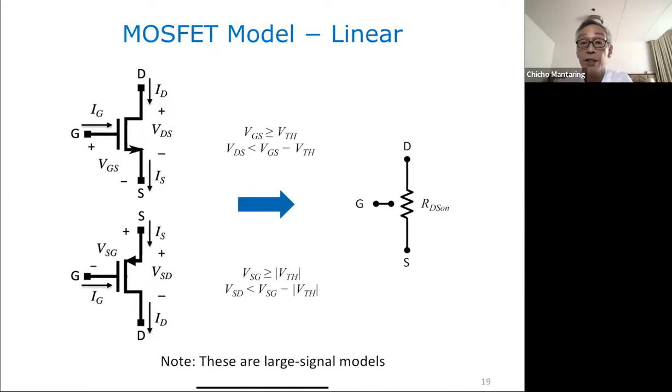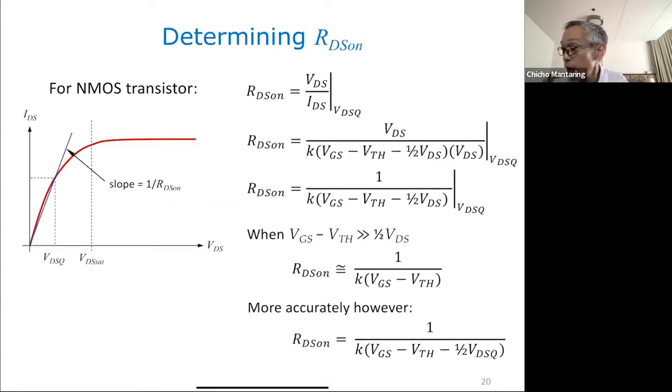Unfortunately, it is not a fixed resistor. In other words, the value of this RDS on varies depending on the value of VGS and VDS. So it's not a fixed resistor. It's a resistor that is dependent on two things, on VGS and VDS. If you will recall, in EEE 123, we use this formula to approximate RDS on: 1 over K(VGS minus VTH).